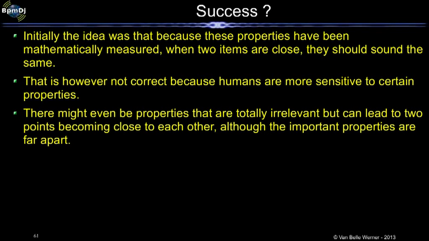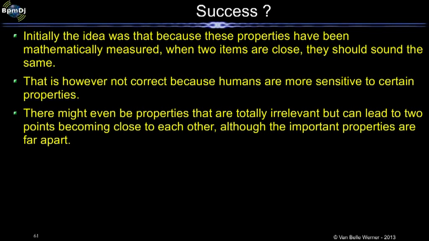In the Linux version of BpmDj, we started to notice, however, that certain properties were deemed more important. BpmDj had a tendency to favor certain songs. If one simply followed the nearest neighbors, one tended to end up on empty tracks with a very hard bass drum.